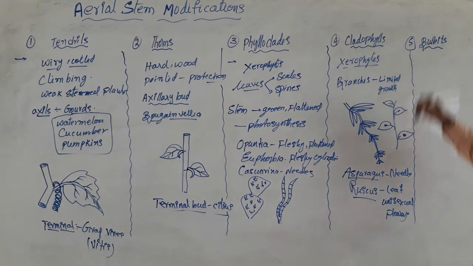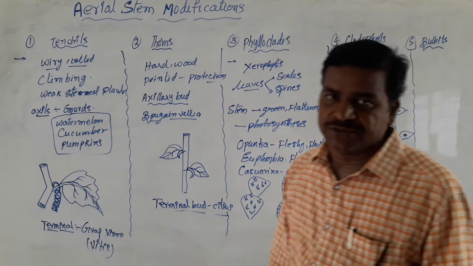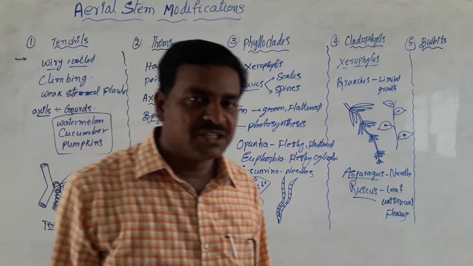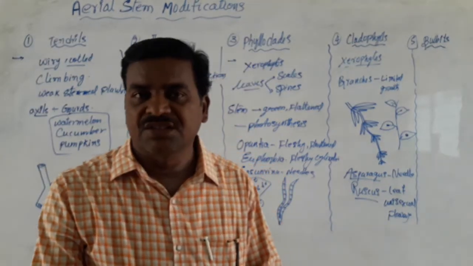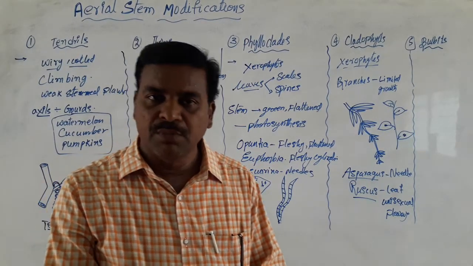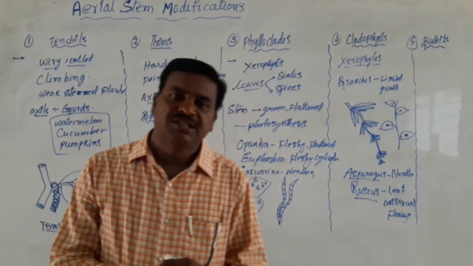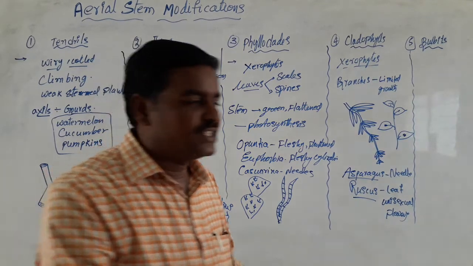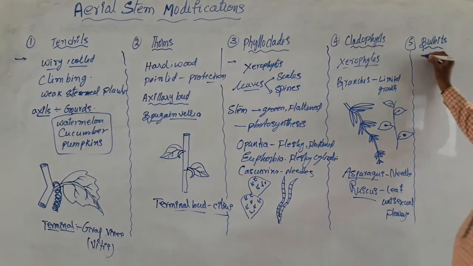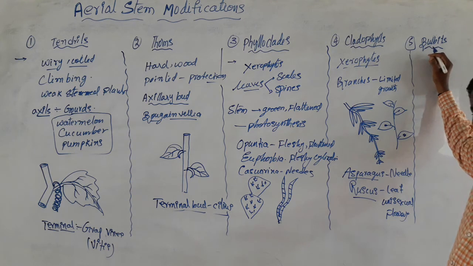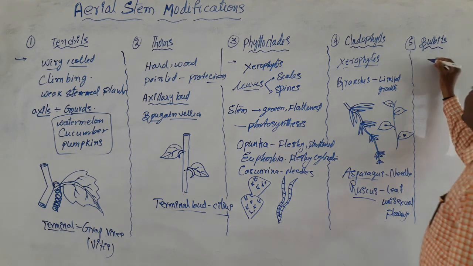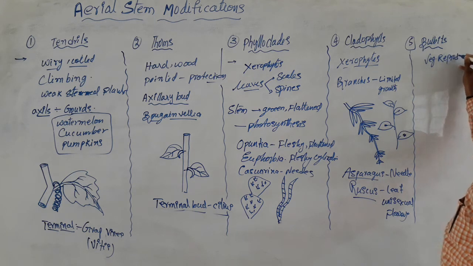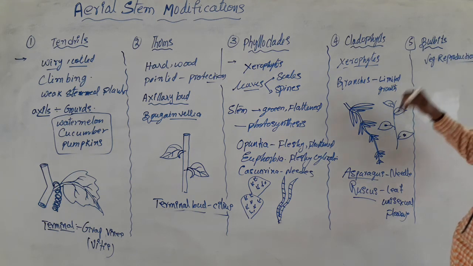Now coming to another one, bulbils. Bulbs are underground stem modifications, already explained in the previous class. Underground stem modification, for example bulb, like Allium cepa, onion. But bulbils are aerial stem modifications. Bulbils are the only aerial stem modification that maintains vegetative reproduction in plants.